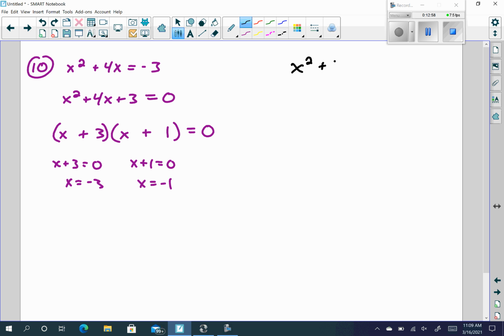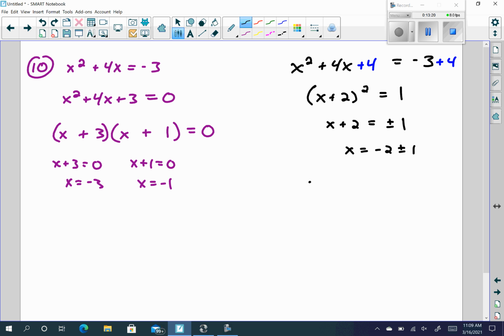Now, based on how it was set up already, if we left a little bit of space, completing the square is not going to be that terrible either. We would simply add a 4. Half of 4 is 2. 2 squared is 4. We're going to add 4 to both sides. So now I can factor this as x plus 2 squared equals 1. Take the square root of both sides, so x plus 2 equals plus or minus square root of 1, which is 1. So x equals negative 2 plus or minus 1. If I separate these, I get negative 2 plus 1, which is negative 1, or negative 2 minus 1, which is negative 3.